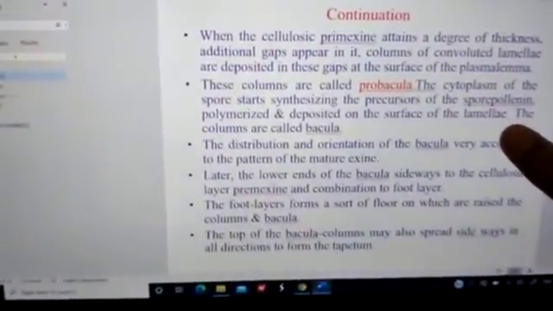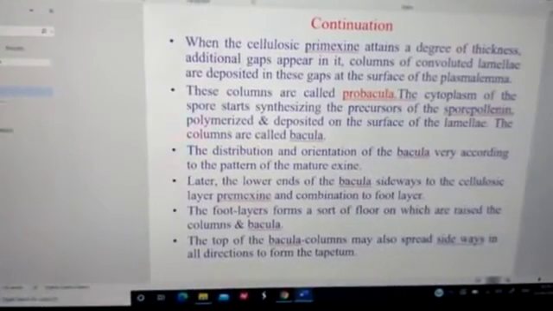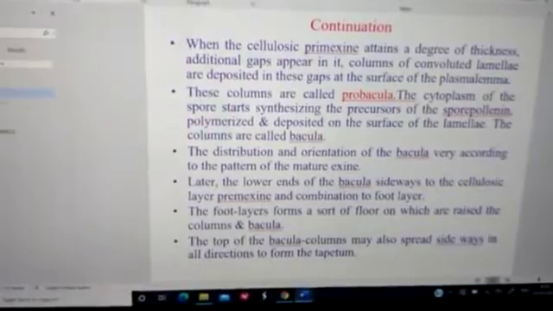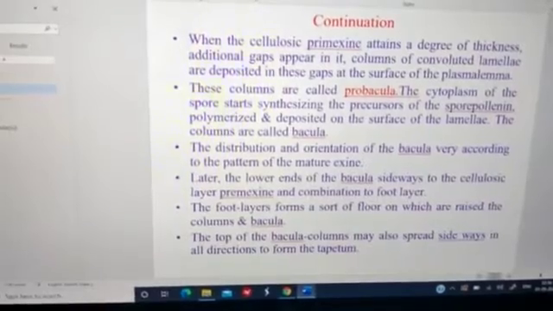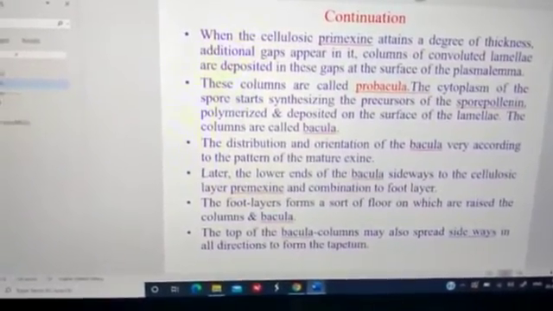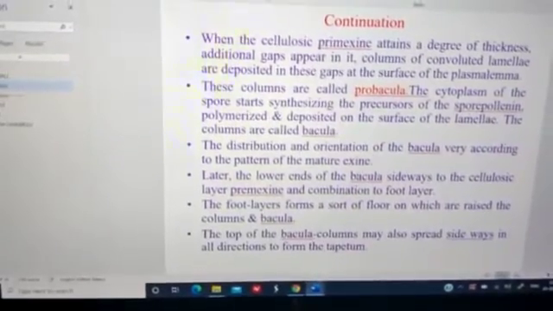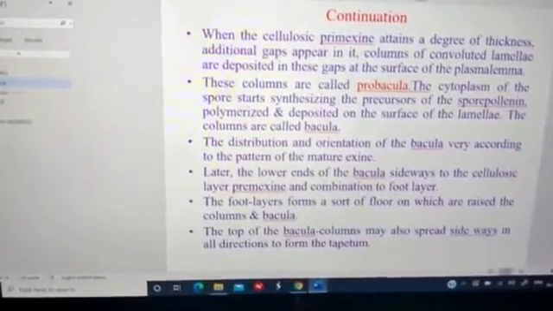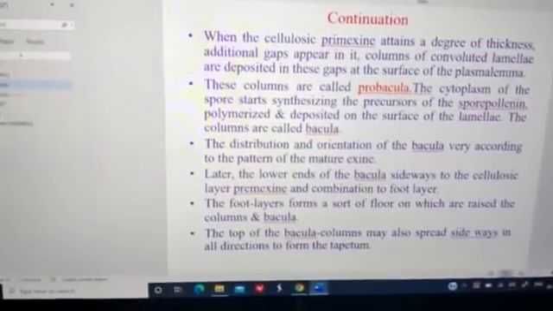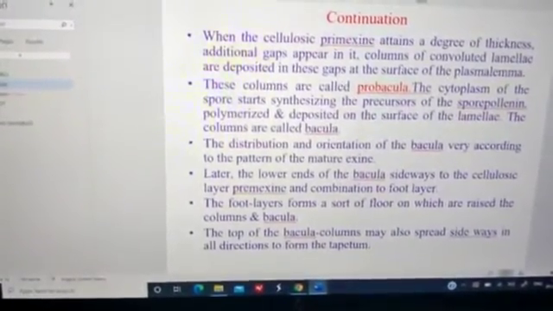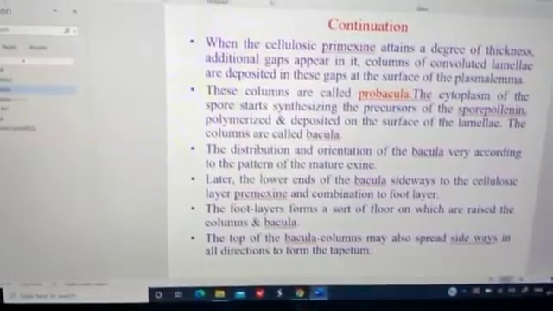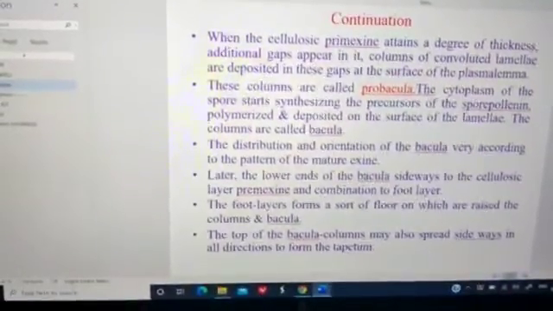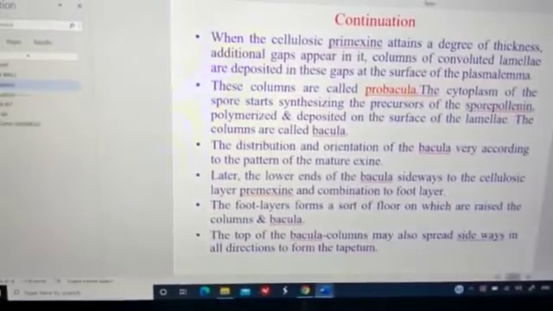When the cellulosic primexine attains a degree of thickness, when it gets thickened, additional gaps appear in it, and columns of convoluted lamella are deposited in the gaps at the surface of the plasmalemma. And these columns are called the probacula, and the cytoplasm of the spore starts synthesizing the precursors of sporopollenin, which are polymerized and deposited on the surface of the lamella, and the columns are then called the bacula. Probacula are converted into bacula with the increasing age of the developing microspores. And then the distribution and orientation of the bacula vary according to the pattern of the mature exine.